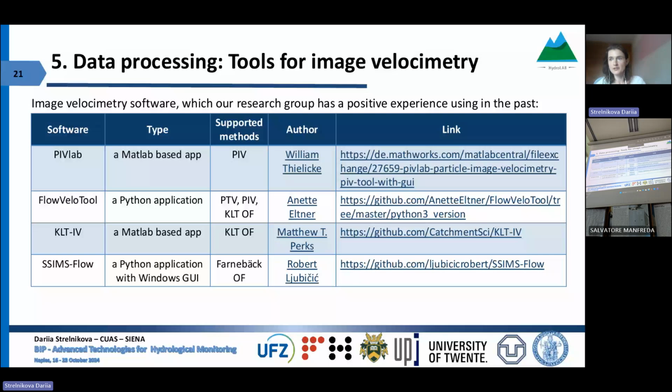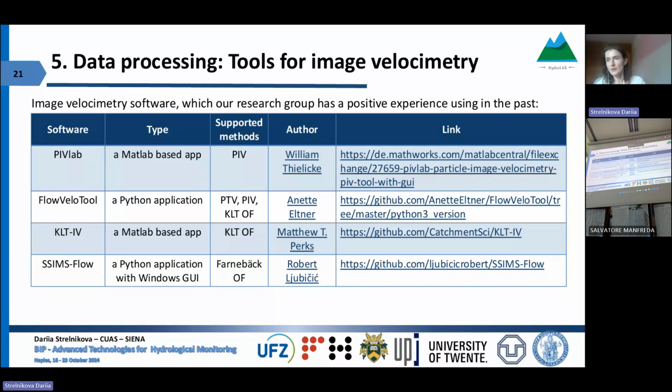Then there is KLTAV, developed by Maddok from Newcastle University. It's a MATLAB-based app, but you can also run it, since it also can be downloaded, compiled. You can also run it just with MATLAB environment, not necessarily with the whole software suite. And it has several different interesting features in it. It implements KLT optical flow method.